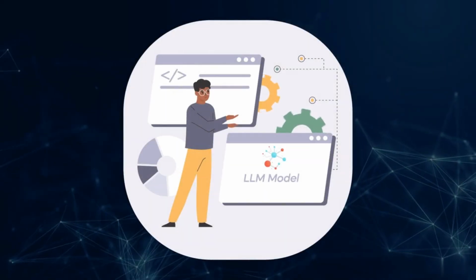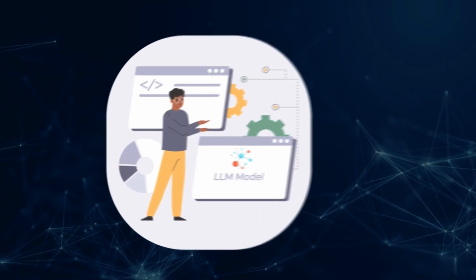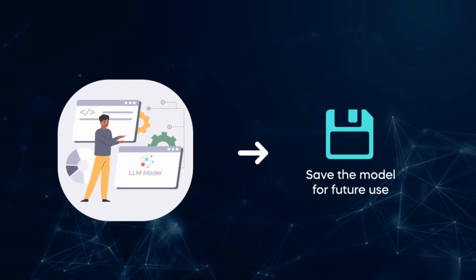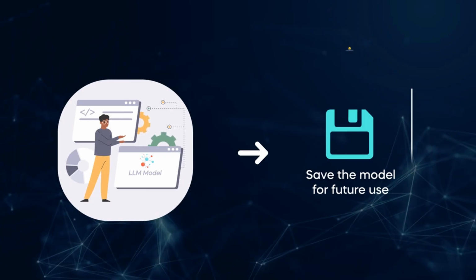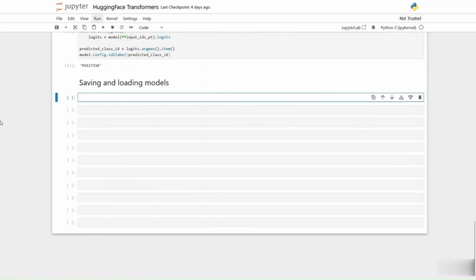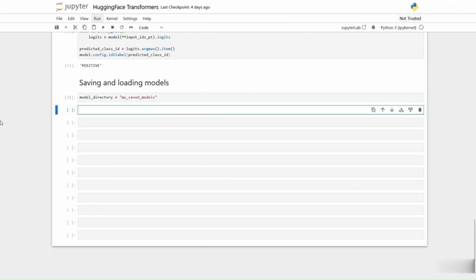Let's say you've been working on a model and now you want to save it for future use so you don't have to retrain it with your data each time. Hugging Face allows us to do this easily. We first want to set our model directory where we want to save our models. So we'll create a folder called My Saved Models. We can then save our model and tokenizer by using the save_pretrained method.